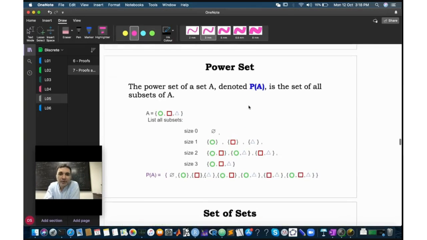All right, the power set is the set of all subsets. For example, if you have 3 elements, green circle, red square, and blue triangle, then all of its subsets are here. You have the empty set, you have singletons, you have sets of 2 elements, and the set which contains everything. The power set is the set of all these subsets. And if your set contains 10 elements, what would be the size of the power set? What would be the cardinality of the power set?